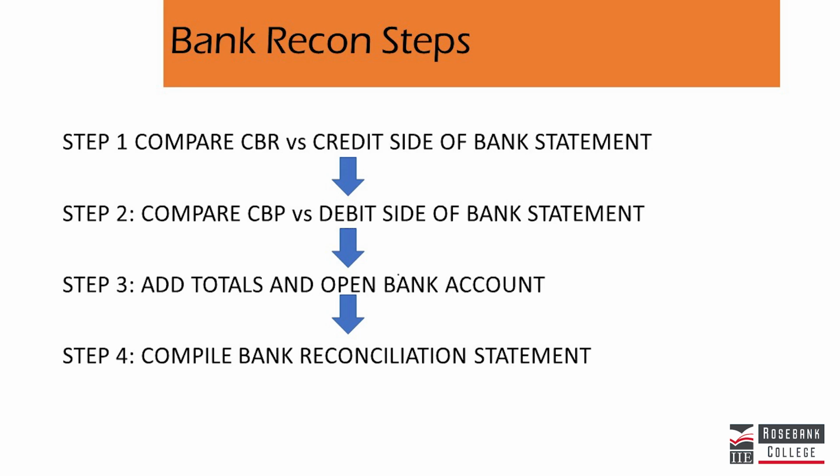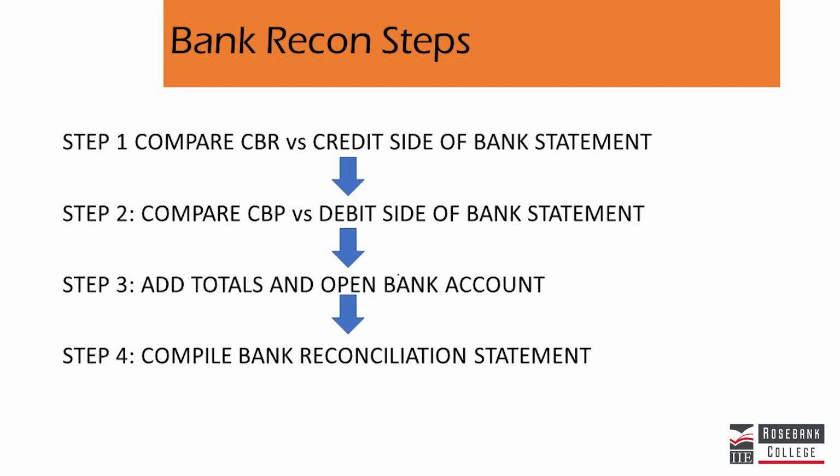And if an entry appears on the credit side of the bank statement but not the CBR, then it means that we have to let the business know of what it missed by updating the cash book receipts with that entry. Step 2. Compare the cash book payments with the debit side of the bank statement.